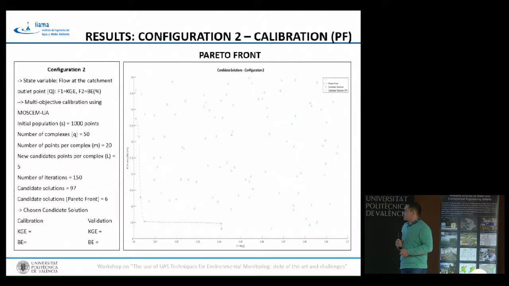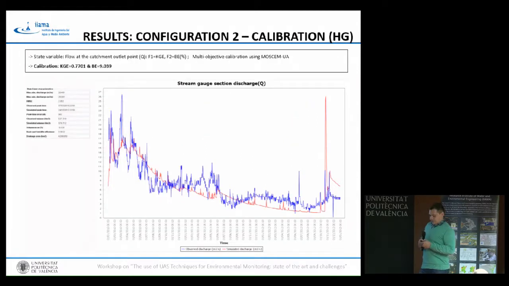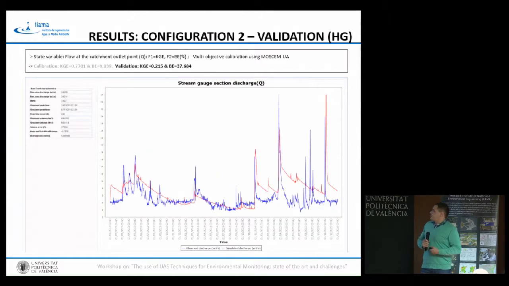So, what was the chosen candidate solution? The criteria was to choose the candidate solution that has the best performance in the validation step. So we got these results in calibration, a KGE of 0.77 and a balance error around 9%. In validation, we got a KG around 0.2 and a balance error of about 37%.